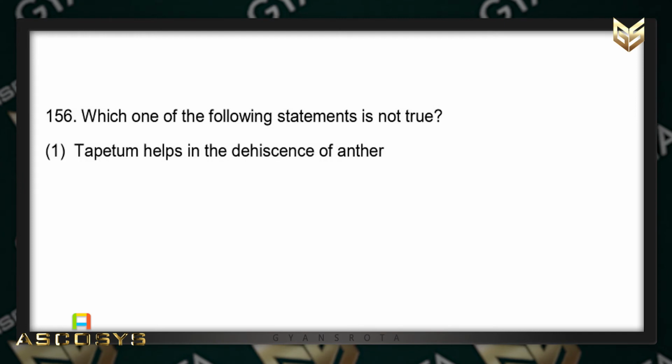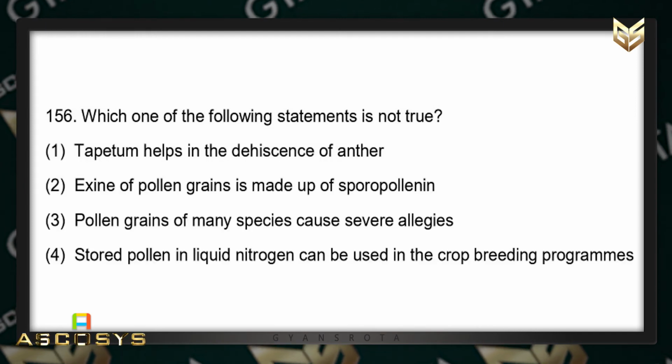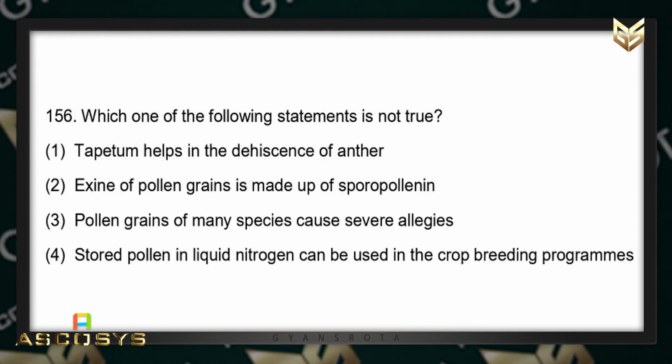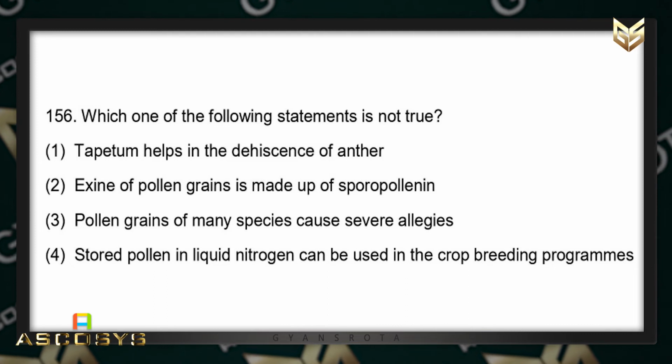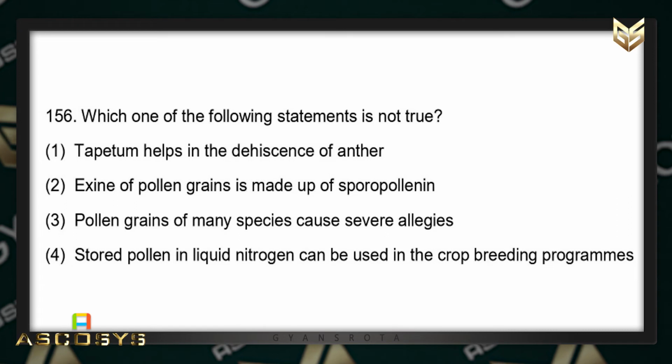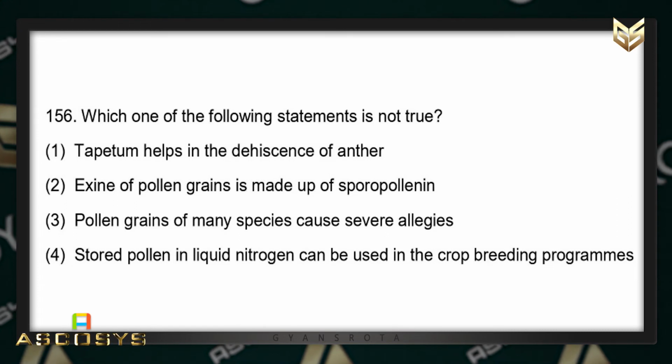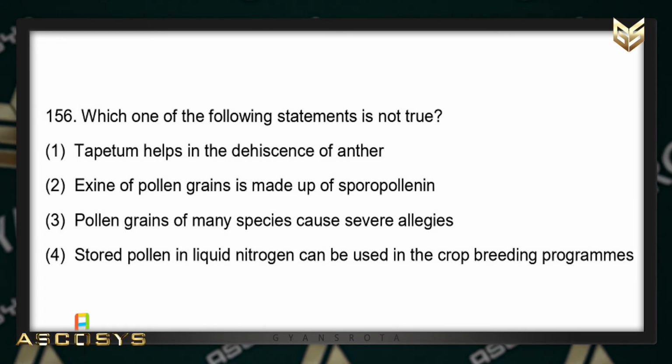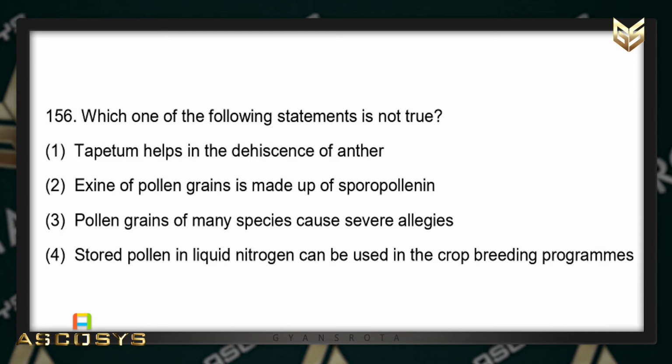Now, the next question is question number 156. Which one of the following statements is not true? There are 4 statements given. First is tapetum helps in the dehiscence of anther. Second is exine of pollen grains is made up of sporopollenin. Third is pollen grains of many species cause severe allergies, and the fourth is stored pollen in liquid nitrogen can be used in crop breeding programs.